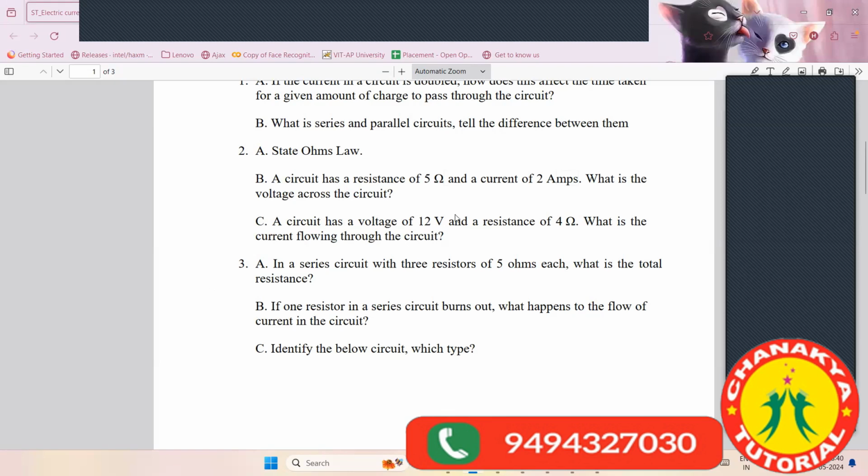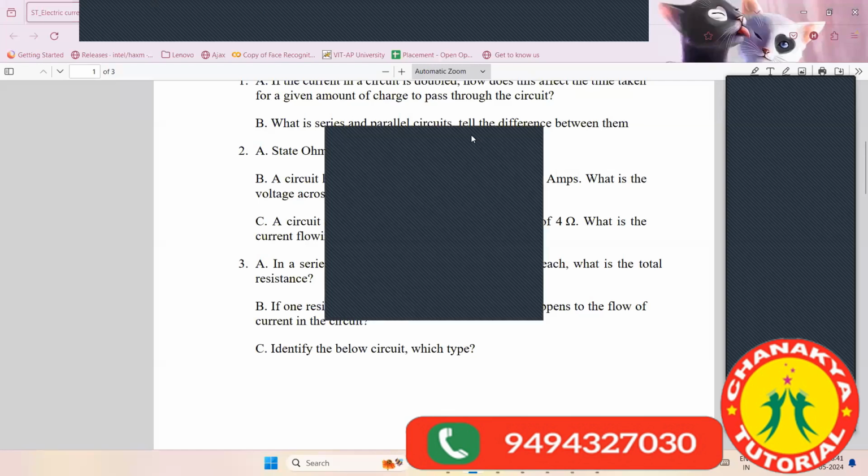In the second question, a circuit has a voltage of 12 V and resistance of 4 ohms. What is the current flowing? I think it's a direct substitution of formula. No doubts in that, everyone? Yes, Sritej, Aishwarya. No, ma'am, no doubt.